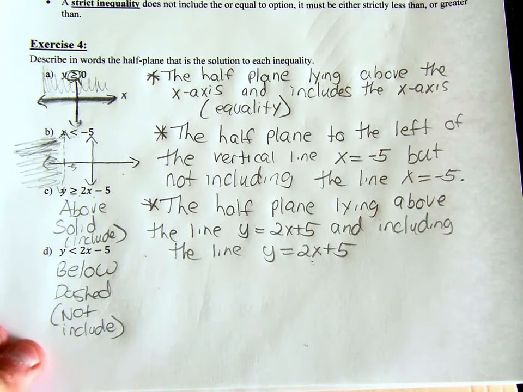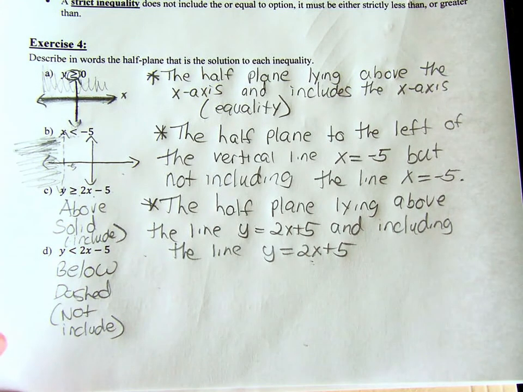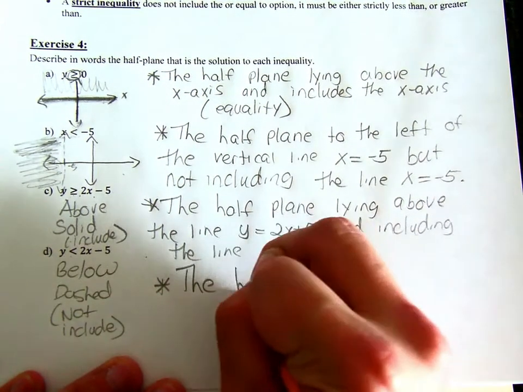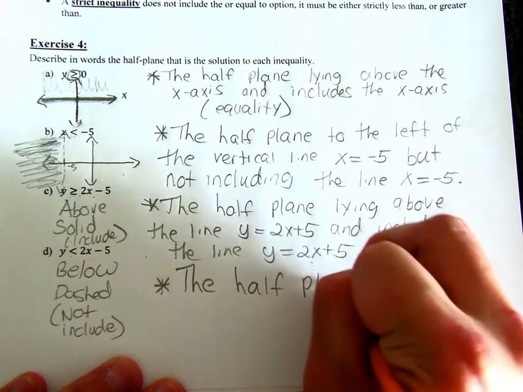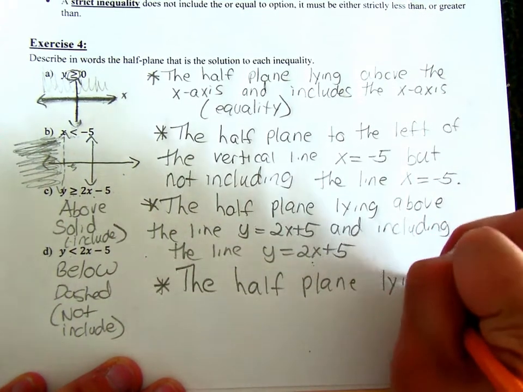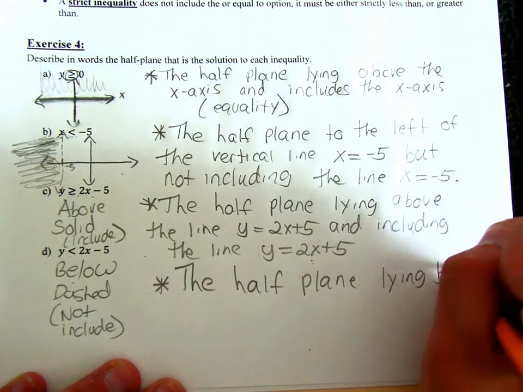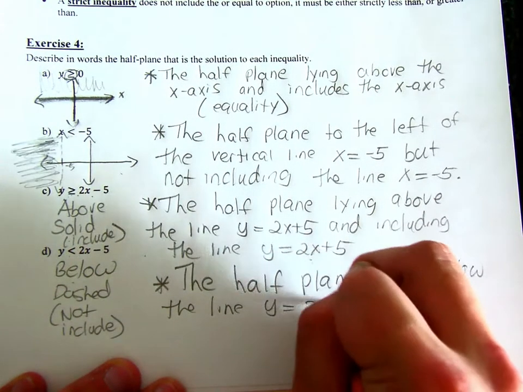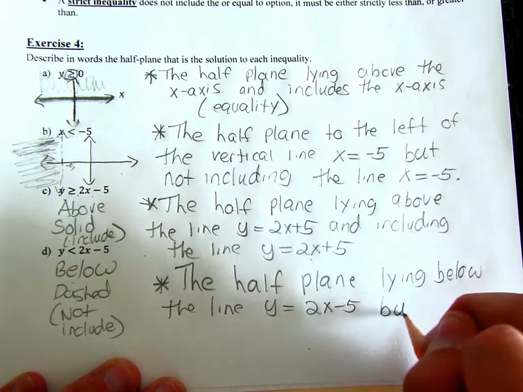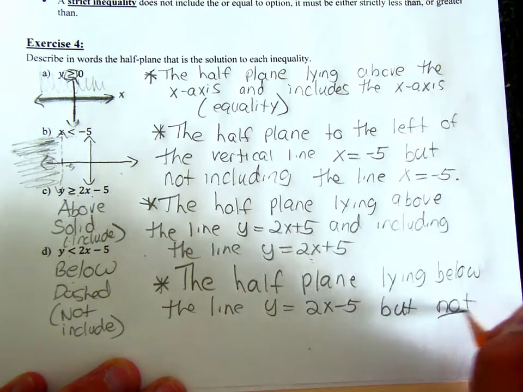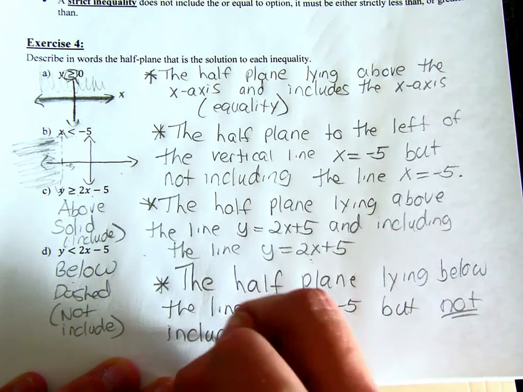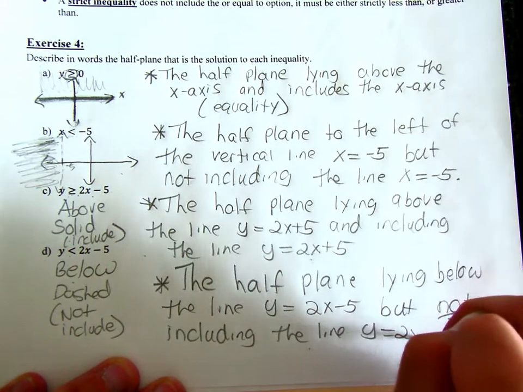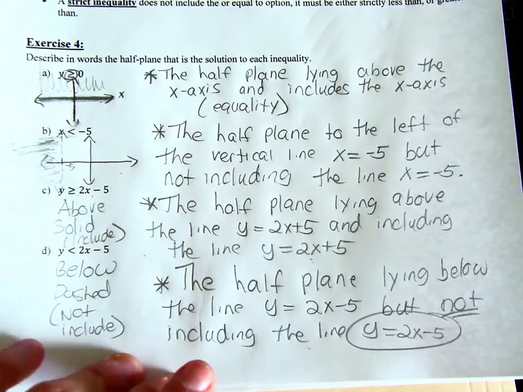Okay, so now let's try to write our half plane that goes along with this. It will be the half plane lying below the line y is equal to 2x minus 5, but not including the line y is equal to 2x minus 5. Okay?